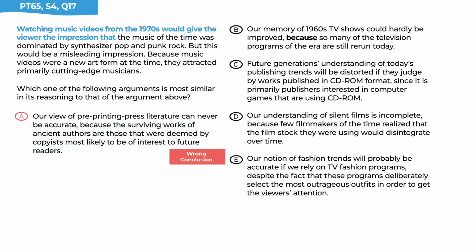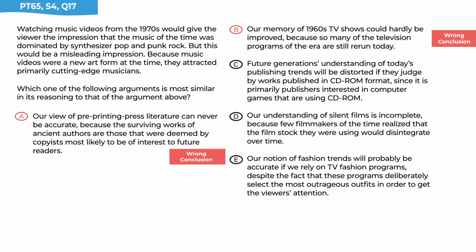Moving on to B. Again, the word because shows us that the second half of this sentence is a premise, which means that first half was our conclusion. The conclusion here is saying our memory of 60s shows could hardly be improved. Well, that doesn't sound anything like this would be misleading. It actually sounds like the opposite. It's saying we have sort of the perfect understanding of 1960s TV shows because they're still rerunning them today. So this really doesn't have the right conclusion, the right logic. This is off on several levels.